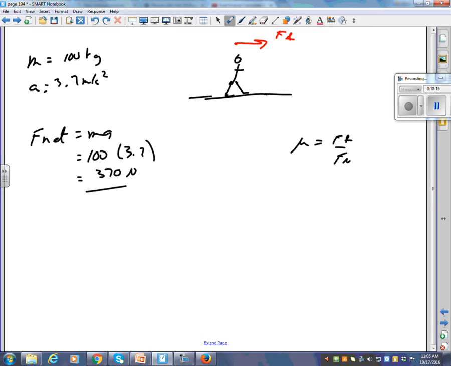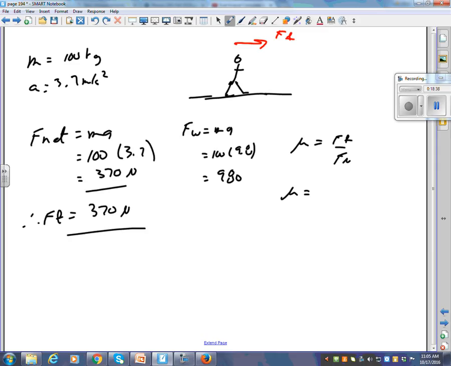So all we got to do now is find our normal force, which is equal to our weight force, which is 100 times 9.8, which is 980. If you want to make it negative, you can. So for the mu value here, FF, my friction force, is 370 newtons.